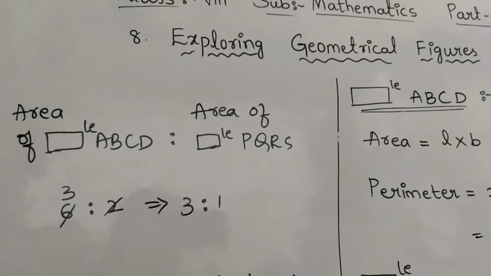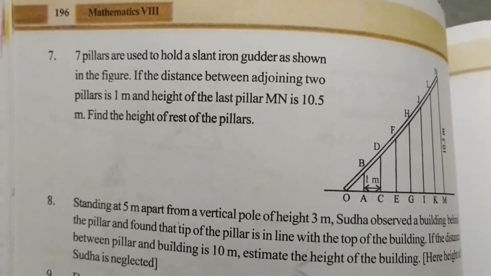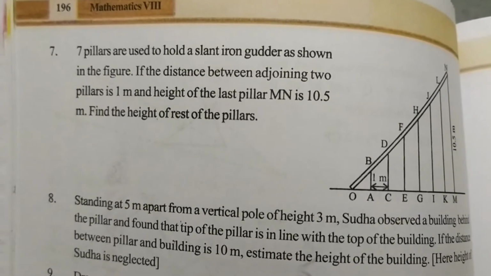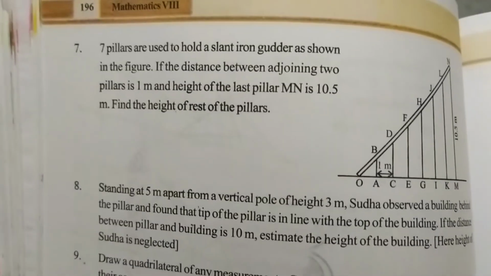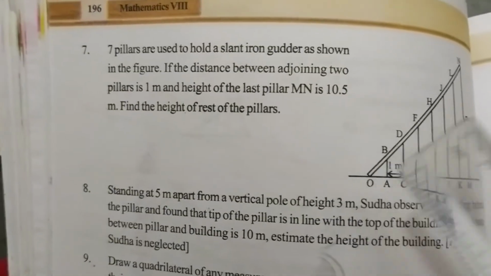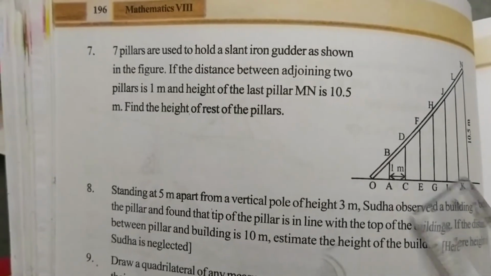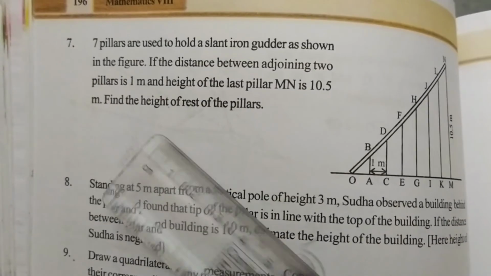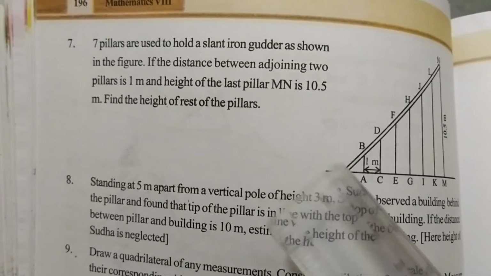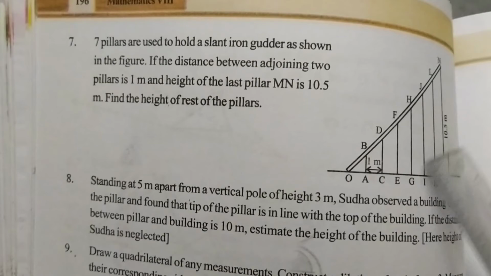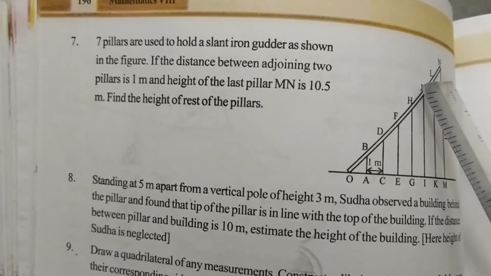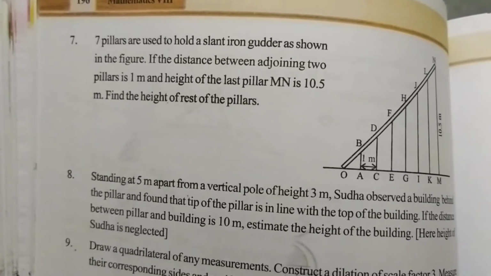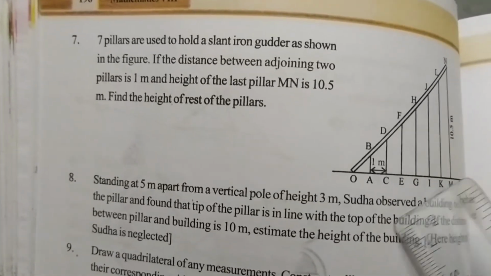This is the solution of the 6th one of exercise 8.1, students. Let us see the 7th question. 7 pillars are used to hold a slant iron girder as shown in the figure. So here pillars are given. The distance between 2 pillars is 1 meter and the height of the last pillar is 10.5 meters. Find the height of the rest of the pillars.